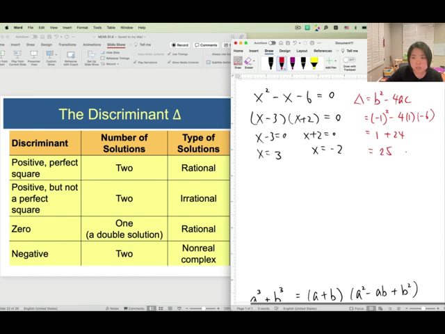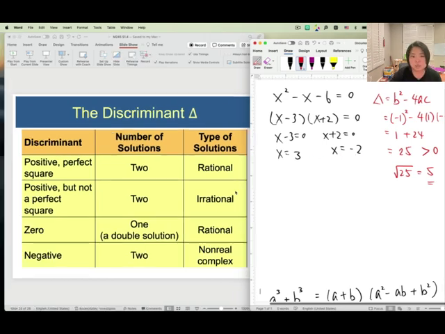25 is positive, greater than 0, and also a perfect square. If I take the square root of it, I find that it equals 5. So when the discriminant is a positive perfect square, you have 2 solutions, and the type of solutions will be rational.